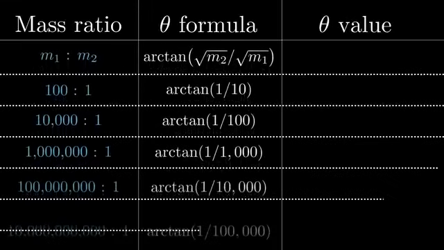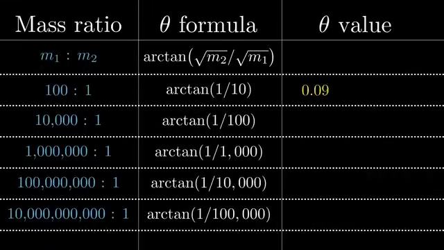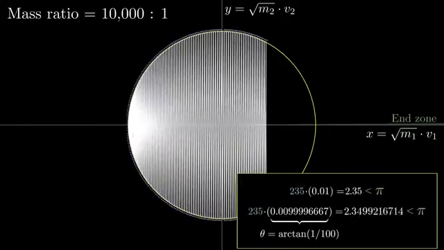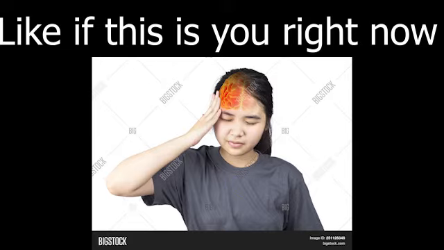So as m2 gets larger, arctan of x becomes closer and closer to x, and thus theta is approximately 1 over the square root of m2. So if the circumference is 2 pi, you divide both and everything checks out. If none of it made any sense, I literally didn't ask.